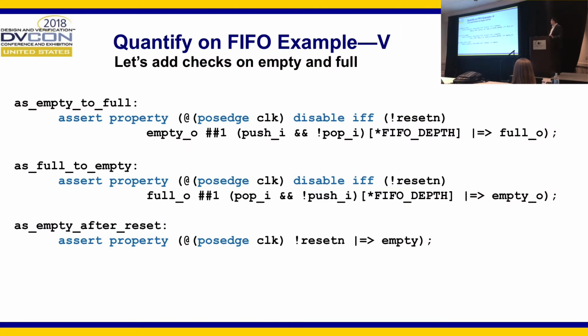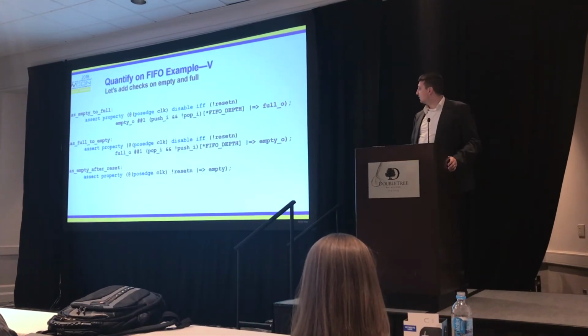So we add three properties. The first one is empty to full, where we say that if the FIFO is empty and we do pushes without pops for the depth of the FIFO, it's going to be flagged as full. Empty is the same, just the other way around. And we actually add one assertion which says that the FIFO is empty after reset.